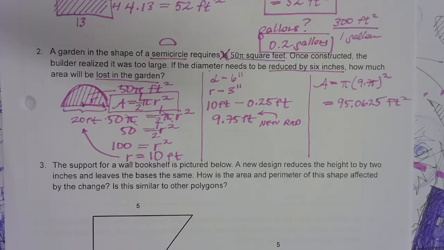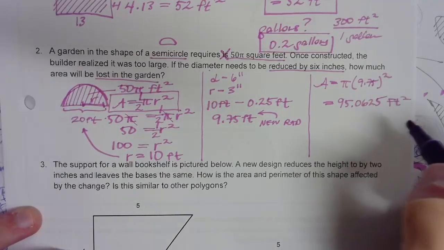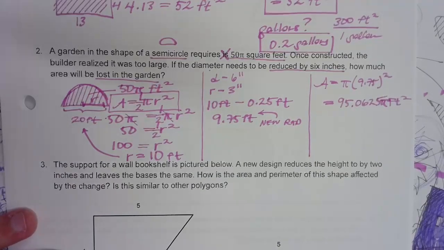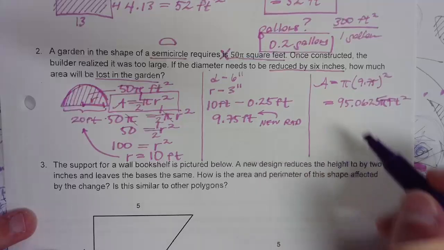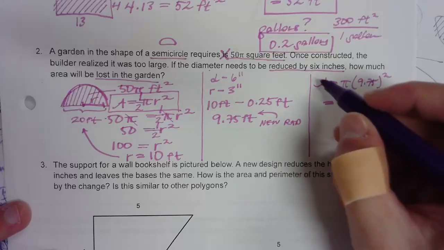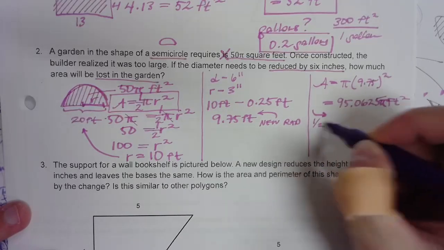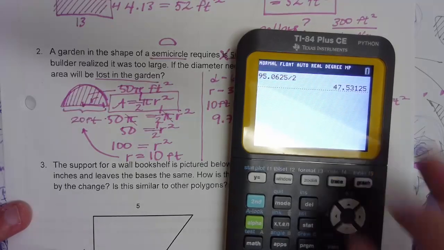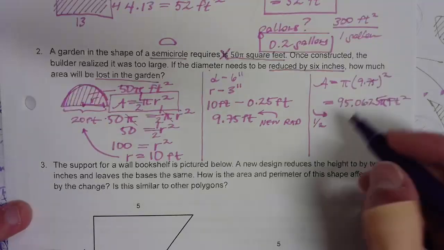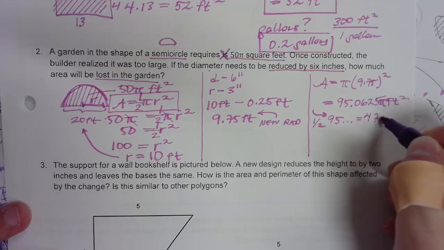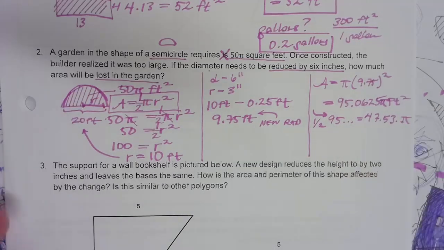Okay? And next up, oh, I'm sorry. There's supposed to be a pi here. My fault, guys. I forgot my pi. 9.75 squared is 95 point this pi. And now let's see. How much did we lose? So this is an area of the whole circle. Our garden is only a half circle. So I'll take half of this, divide by 2 here, and we get 47.53-ish. Again, all approximate.